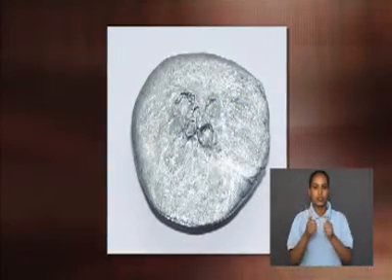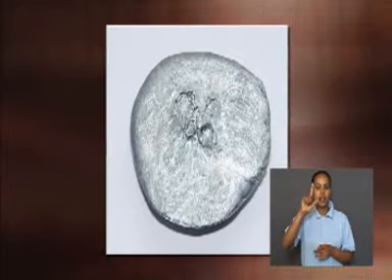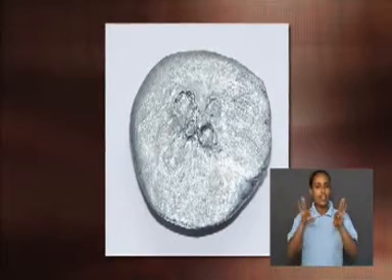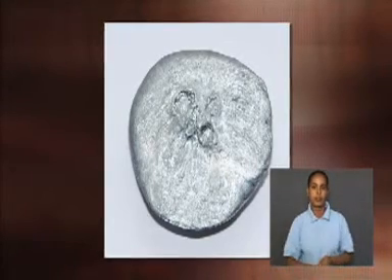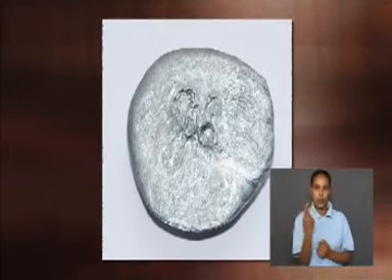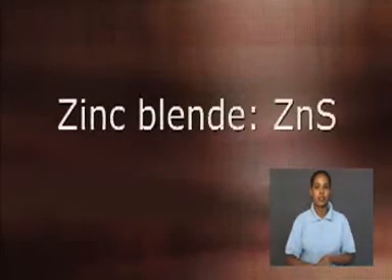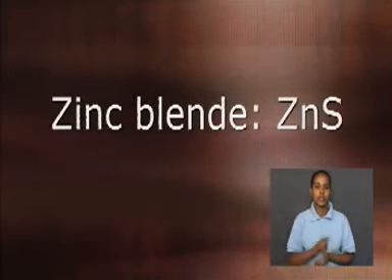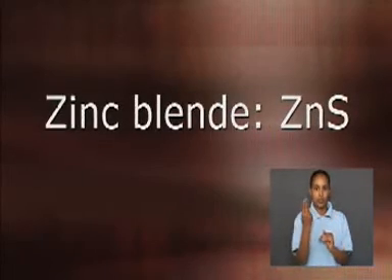Zinc, which is often referred to as spelter, is the 24th most abundant element in the Earth's crust. Like tin and lead, zinc has only one important ore from which it is extracted. Zinc blend. Zinc blend is concentrated using froth flotation. It is then roasted in air to produce zinc oxide and sulfur dioxide. The sulfur dioxide is used to make sulfuric acid. Zinc is extracted from the zinc oxide.